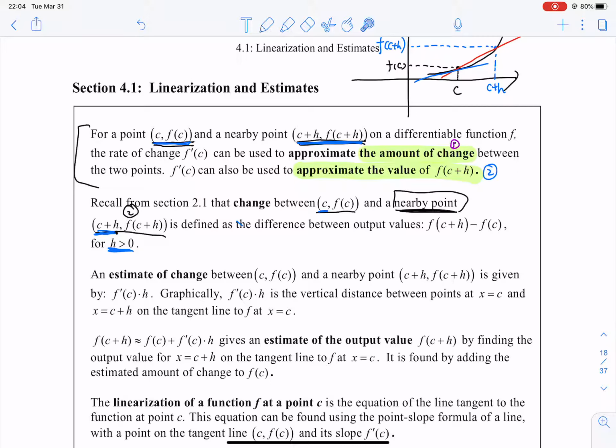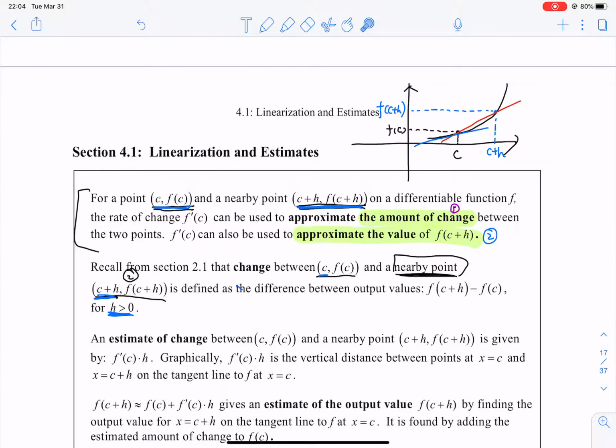So from this part, we know we can use the rate of change f prime of c to estimate 2 parts: the amount of change between the 2 points, and also the value of f of c plus h. So let's check it one by one. How can we use f prime of c to estimate the amount of change between 2 points? The change between 2 points is actually just here, f of c plus h.